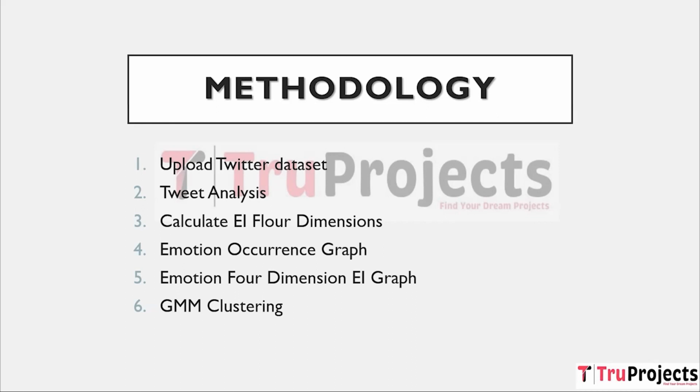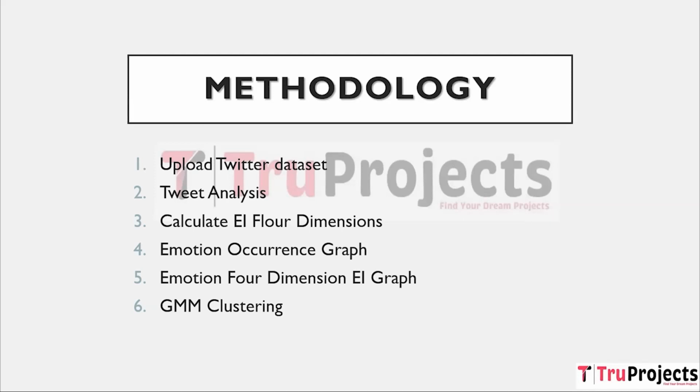The fourth module is emotion occurrence graph. This module generates a graph that visually represents the frequency of different emotion types, which are positive, negative, and neutral. Fifth module is emotion 4-dimension EI graph. Building on the calculated EI dimensions, this module creates a graph where the x-axis represents the user ID and the y-axis displays values for each of the 4 EI dimensions, which are self-awareness, self-regulation, self-motivation, and social relationship.